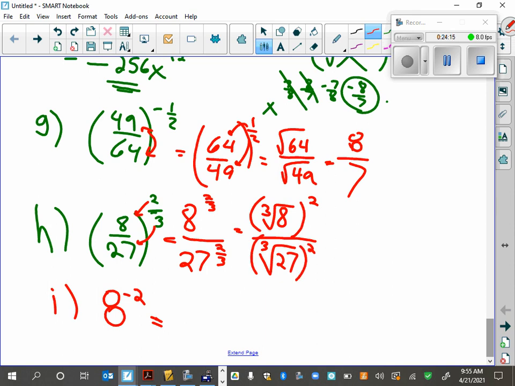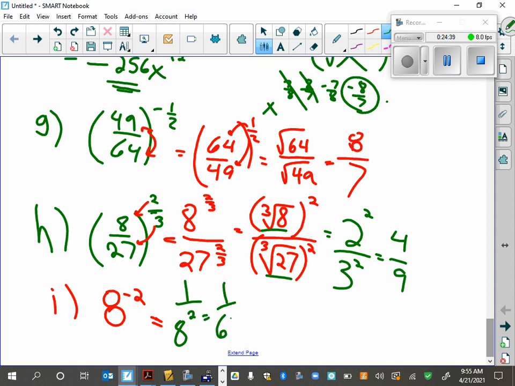Cubic root of 8 is 2. Cubic root of 27 is 3. And then you square them to get 4/9. Remember math karate? That was not very enthusiastic. Negative exponent means 1 over the positive exponent. 1 over 8 to the negative 2 is 1 over 8 to the positive 2.